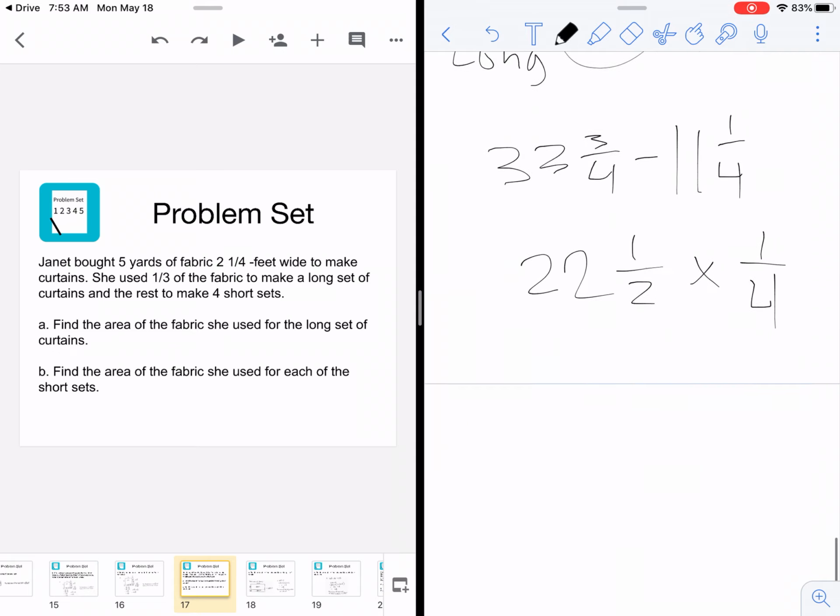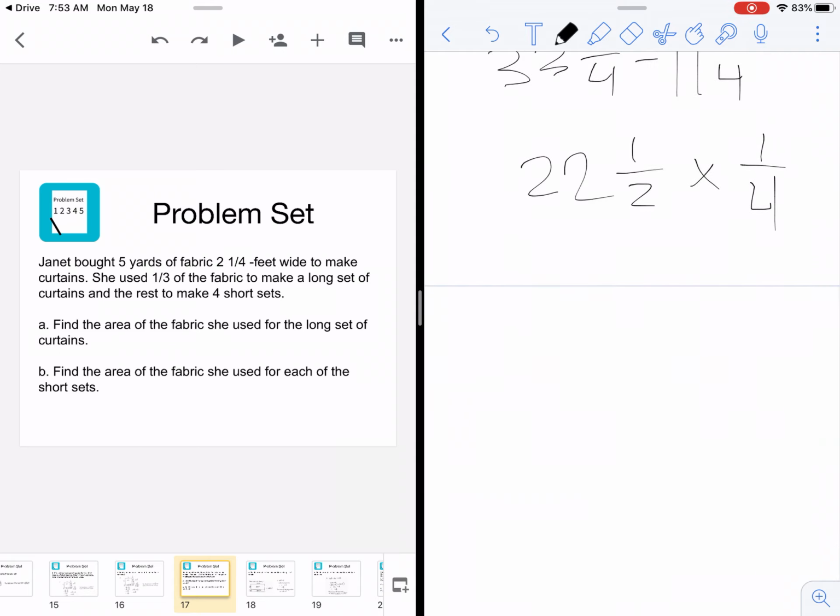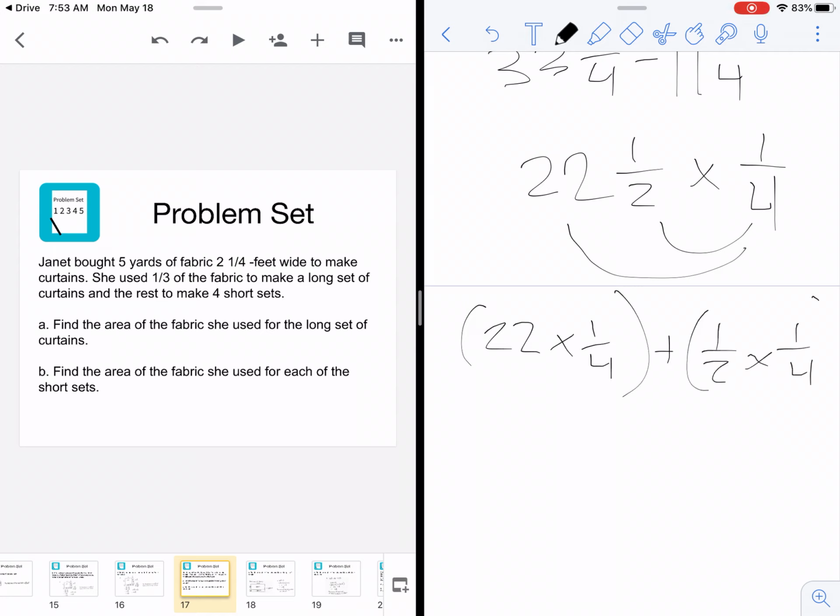So when we do this, remember you use that distributive property. We do 22 times 1/4 and then 1/2 times 1/4. So 22 times 1/4 plus 1/2 times 1/4. 22 times 1/4 is 22/4, which is 5 1/2. 4 goes into 22, 5 times. All right, and then we have 1/2 times 1/4. When you multiply straight across, you get 1/8. So 5 1/2 plus 1/8.